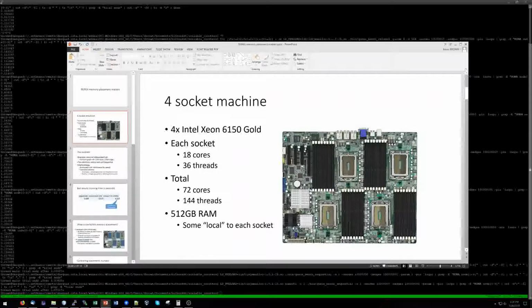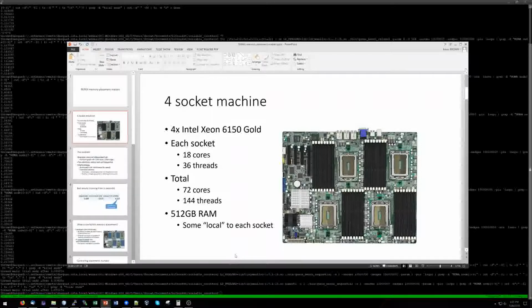We have 512 gigs of RAM, and some of that RAM is local to each socket. So you can kind of see this in the motherboard itself. You have a socket, then you have some RAM banks next to it. Each of these sockets has a bunch of RAM banks that are local to that socket. And if you access those RAM banks, it's a little bit cheaper. And if you access RAM banks local to another socket, you pay some performance penalty to access them.